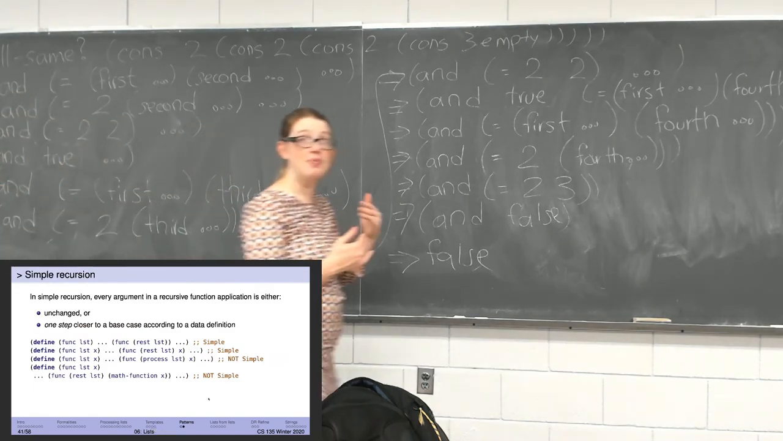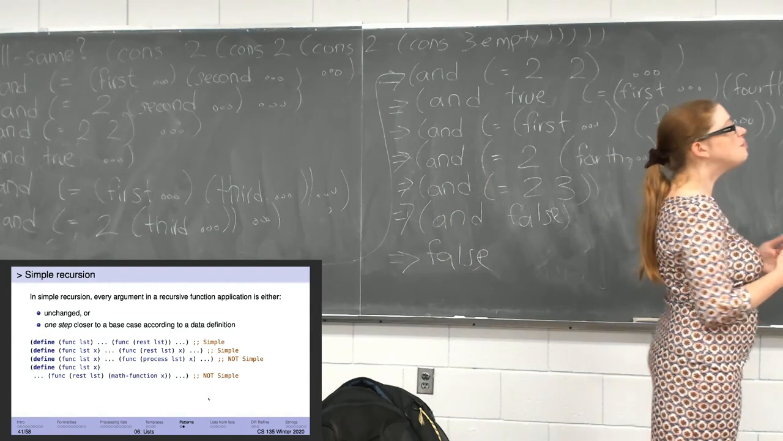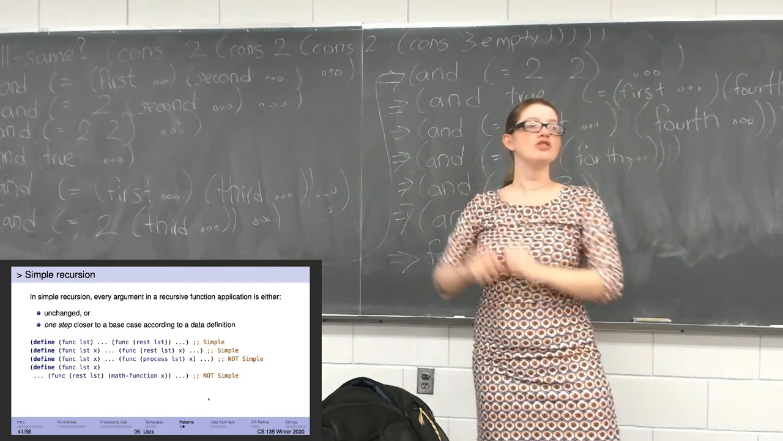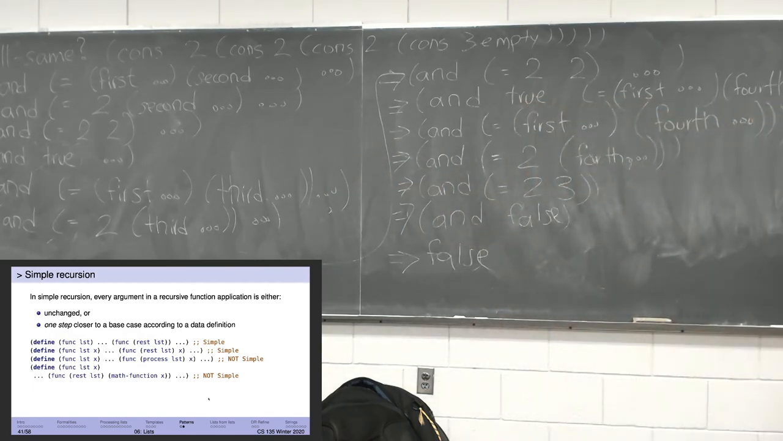So to give you some examples of function templates that are simple versus not simple, we have this here. So if you have a function that consumes a list, and the recursive step looks like applying that function to the rest of the list, it's simple. We moved one step only closer to our destination. Now, sometimes our functions may consume a list and some other thing. So long as when we call that function, we are only modifying the list and moving it one step closer to empty, still simple. We can't modify this variable here. This has to stay the same.